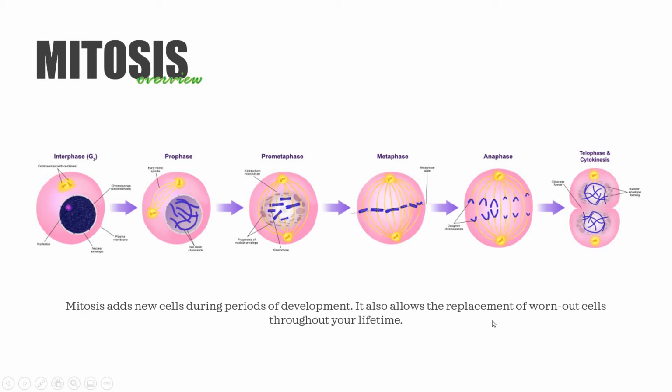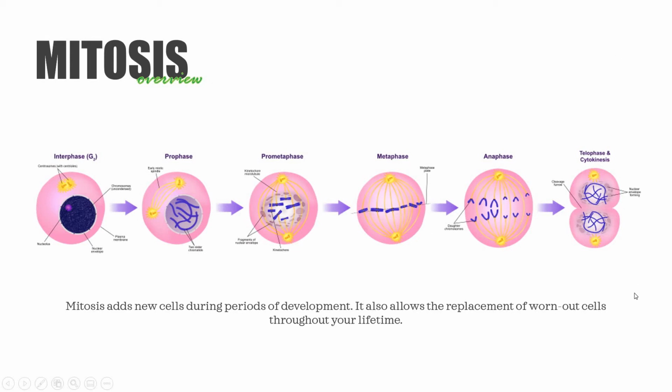Now, it also allows the replacement of worn-out cells throughout our lifetime. One good example of this is skin. We are shedding skin. We don't have the same skin na meron tayo before. Otherwise, just come to think of it, paano nagkasya yung mga buto mo, yung mga laman mo dun sa skin na yun, di ba? Just common sense lang siguro yun. Kaya na nating isipin yun.